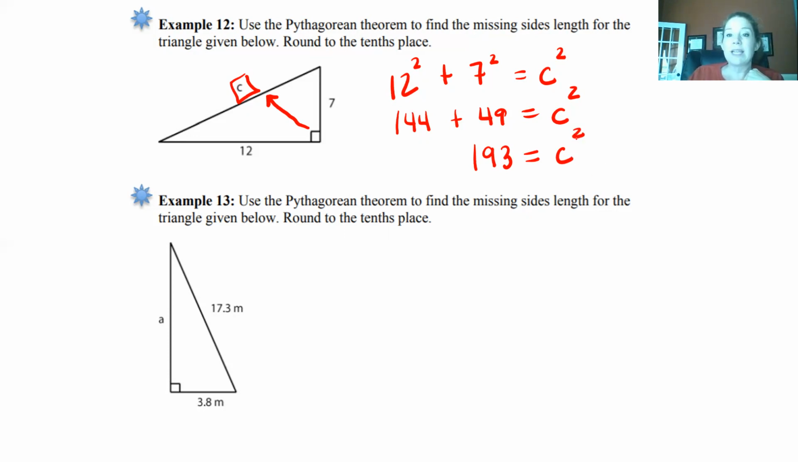Well, the only way to get rid of C squared is to do the opposite of squaring it, which is to find the square root. So the square root of C squared is C. And to find what the length of C is, we have to find the square root of 193. So the square root of 193 is about 13.89. So C is about 13.89. And that's how we do it, by using the Pythagorean theorem.